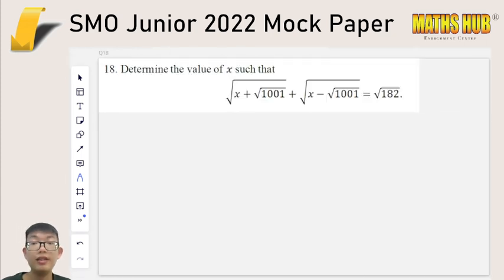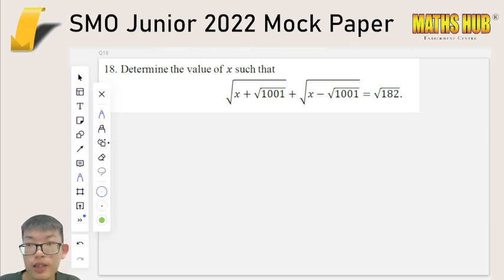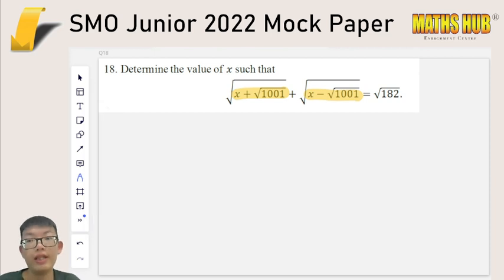Next up, question 18. This is kind of an SMO favorite. You have got these square roots all over the place, which would be completely hopeless if not for the fact that down here, what we have are conjugates. Now, as you may be aware, conjugates are whenever you have a sum and a difference with the sign in front of the square root, the one that was flipped around.